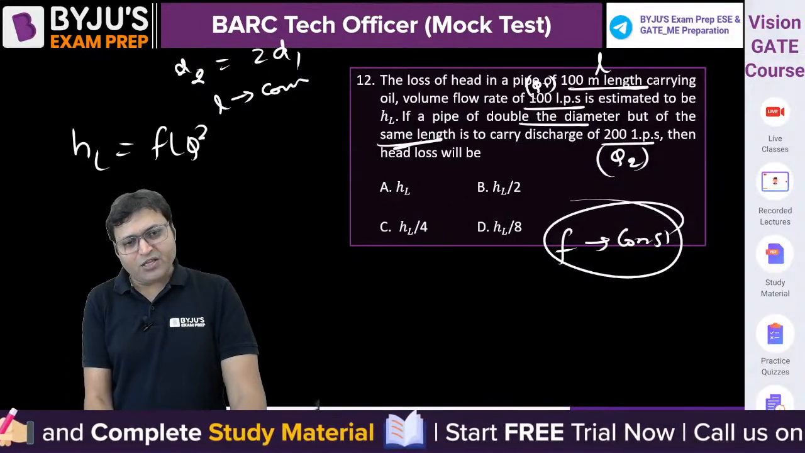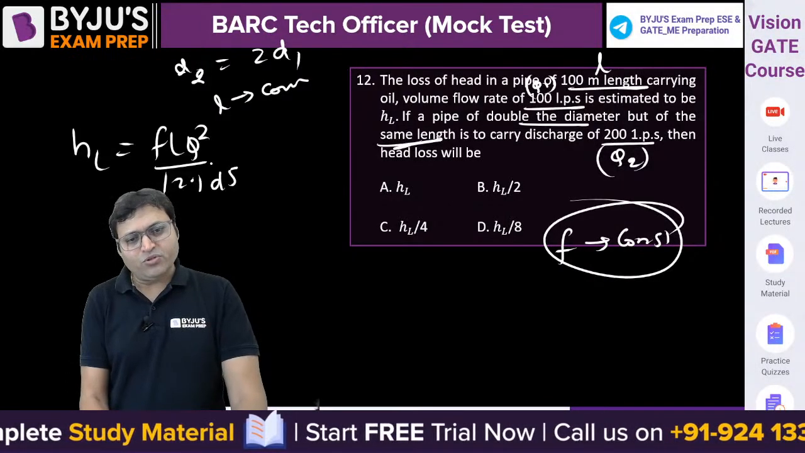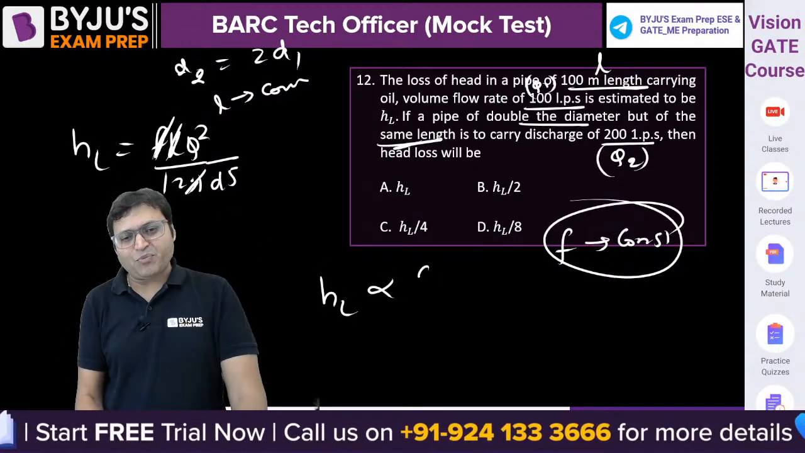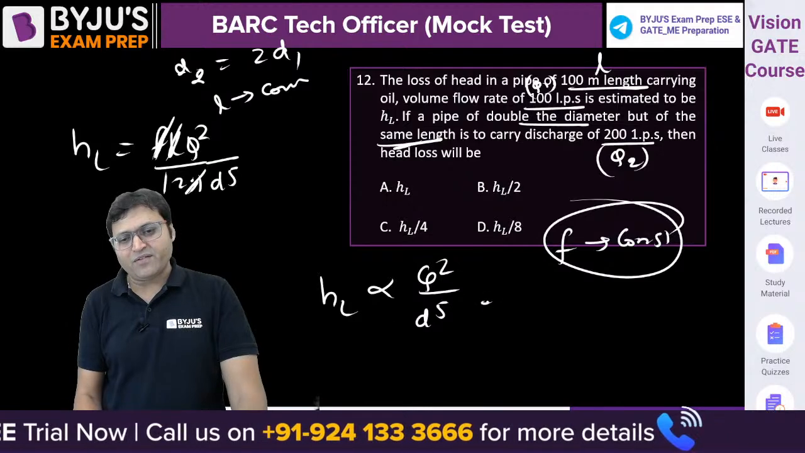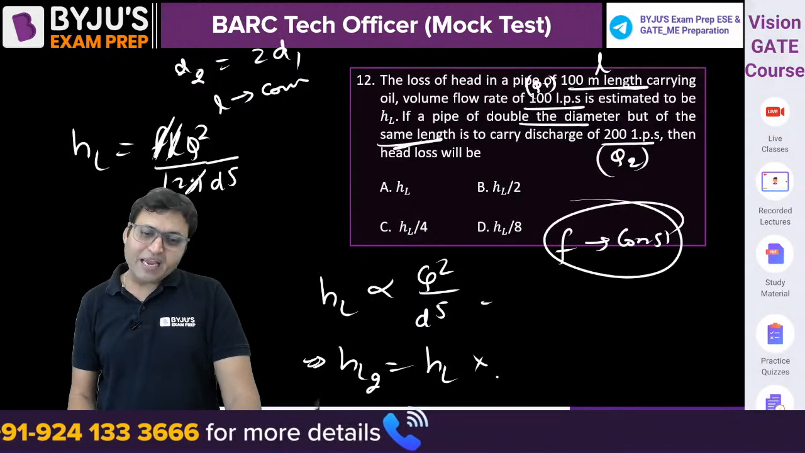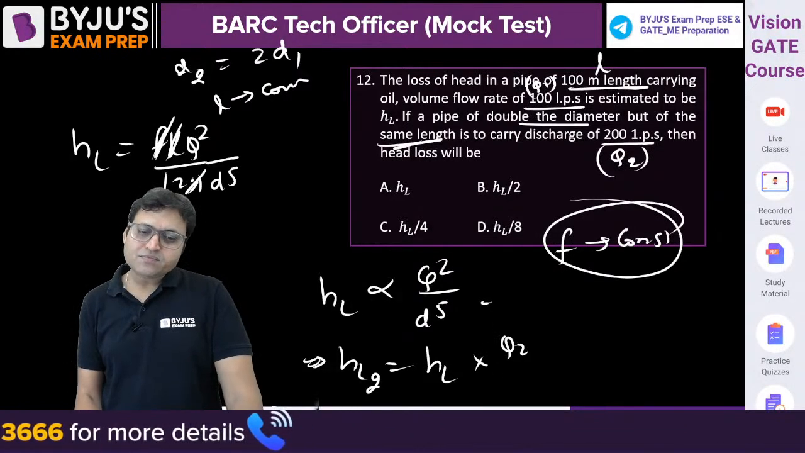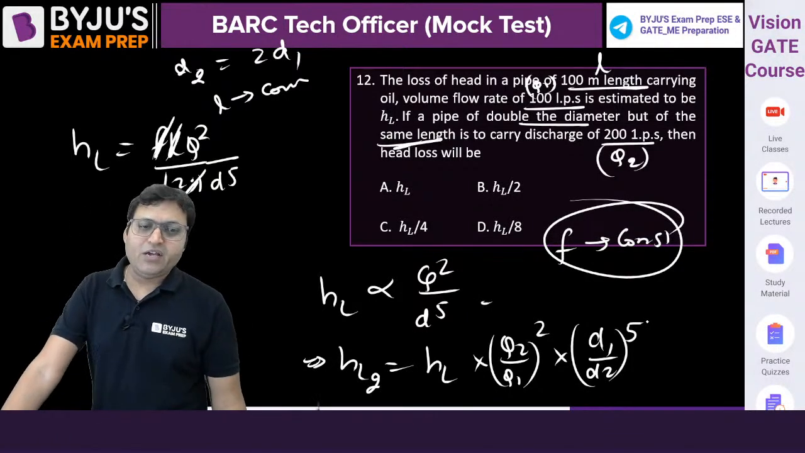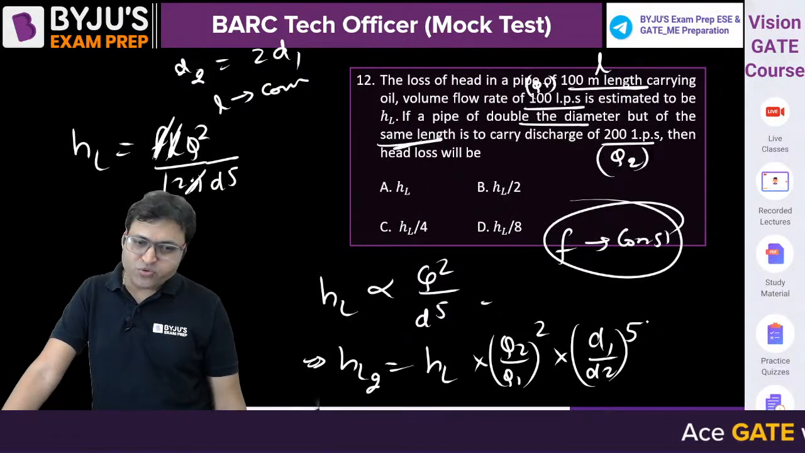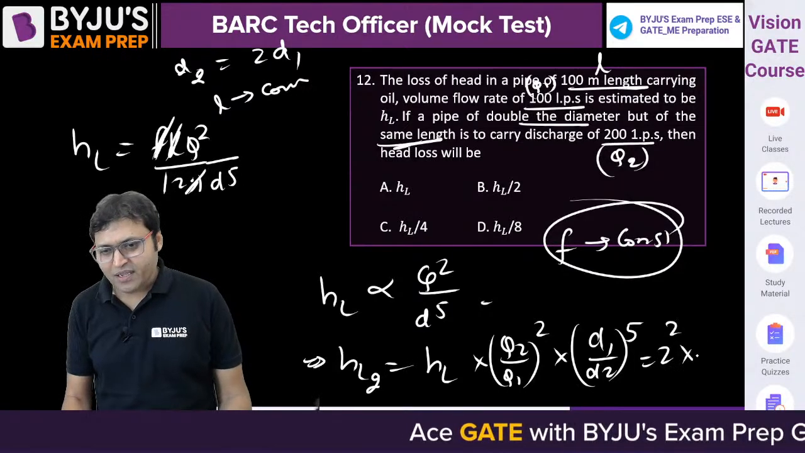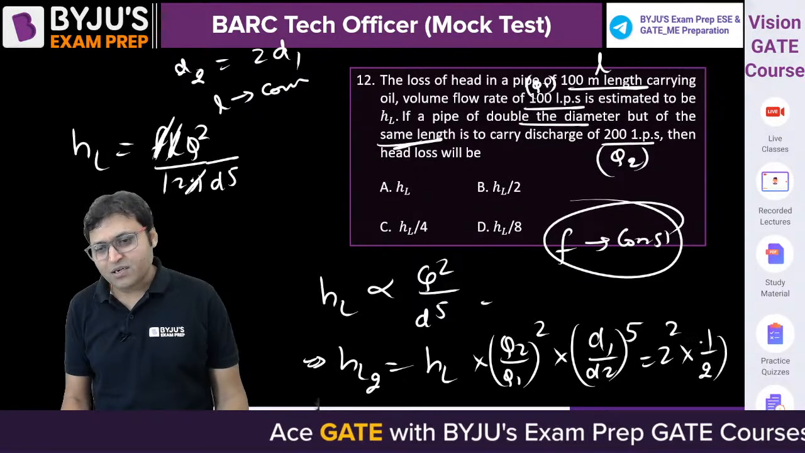HL is FL Q square upon 12.1 D to the power 5. Length is constant, F is taken as constant. So HL is proportional to Q square upon D to the power 5. So here we can say HL2 is equal to HL1 into Q2 by Q1 square into D1 by D2 to the power 5. D1 by D2 is equal to 1 by 2. Q2 by Q1 is 2. So it will be 2 square into 1 by 2 to the power 5.